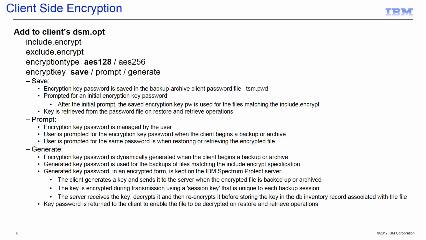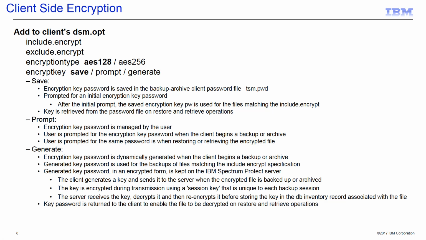If you specify generate, then the encryption key password is going to be dynamically generated when the client begins a backup or archive. And that generated key is going to be used for any of the files that match that include.encrypt file and are not excluded. That key is going to be sent in an encrypted form over to the Spectrum Protect server, and we will then save it in the Spectrum Protect database as an inventory record associated with the file. That key password is then returned to the client if you are doing some type of restore or retrieve, and it's used to automatically decrypt that file.